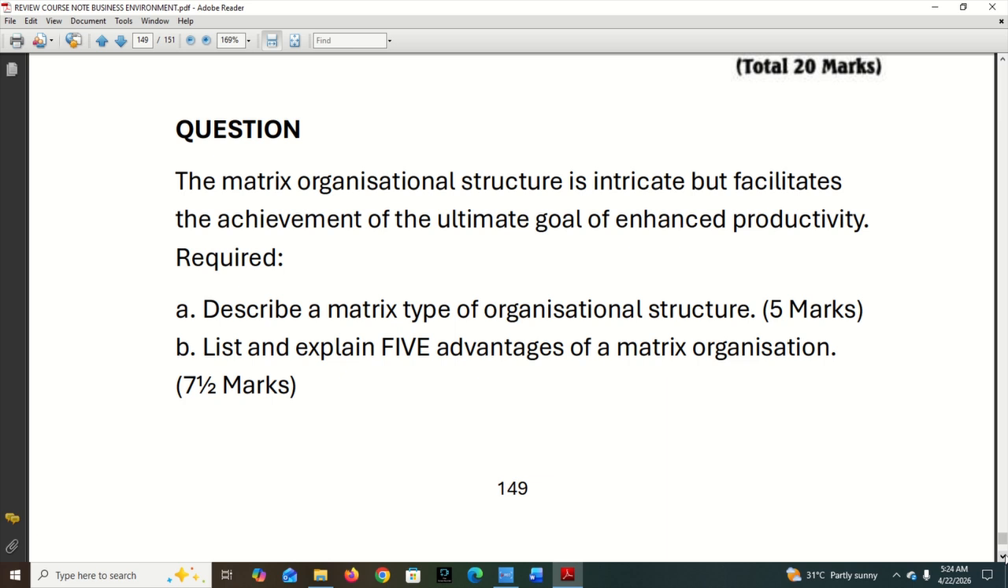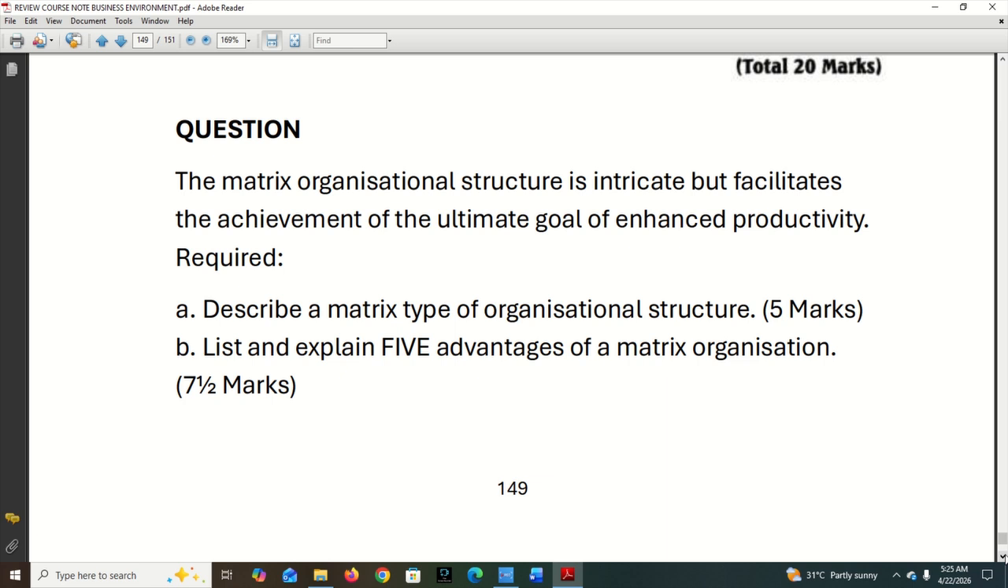November 2025 now. The matrix organizational structure is intricate but facilitates achievement of the ultimate goal of what? Enhanced productivity. Okay. Describe a matrix type of organizational structure. I've also explained this. Remember, the matrix type of organizational structure is where you have multiple command systems or structures. Remember, I told you you have your normal line managers and project managers. I've explained this thoroughly, so you describe that. That means you need around 4 or 5 lines for matrix to get your 5 marks.